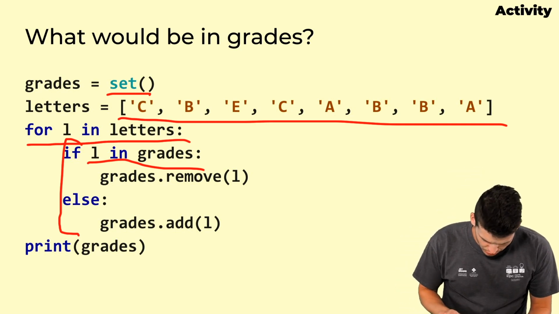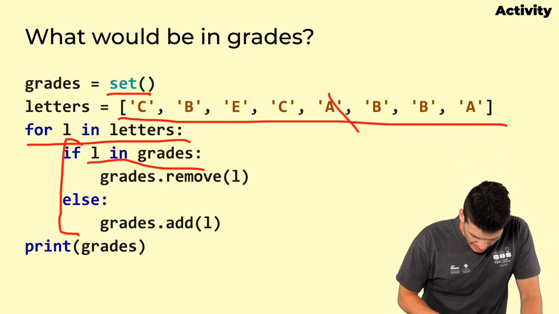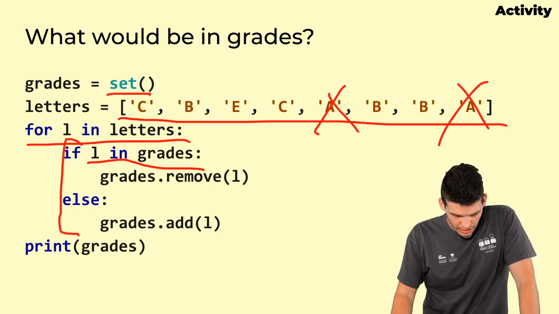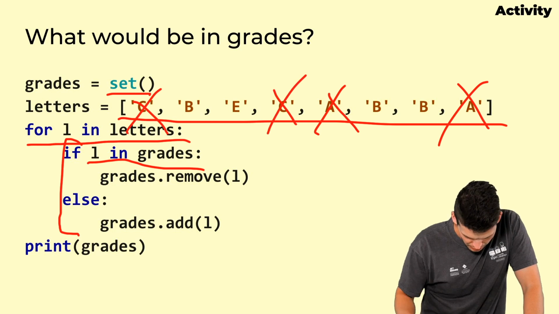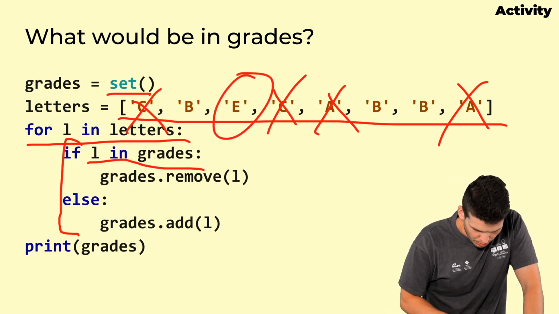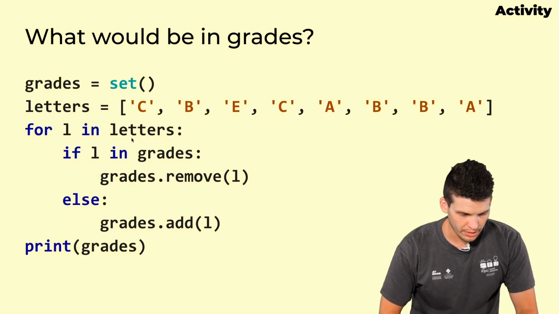So if that's true, then what should still be in grades by the end? Not A, because A shows up an even number of times. Not C, because C shows up an even number of times. But E only shows up once, and B shows up 3 times. So it should just be those two in grades.